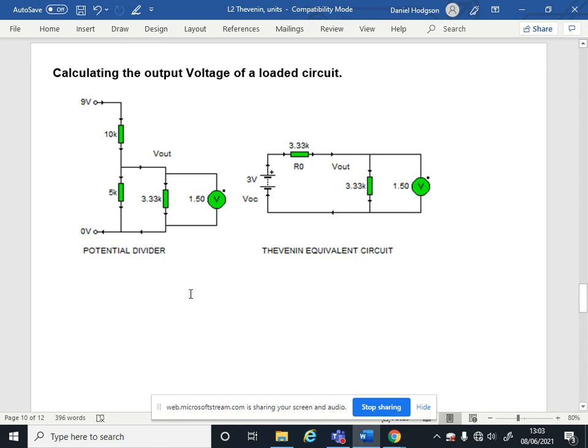You can straight away see the voltage out is 1.5 volts, because V out is essentially 3.33 over the total 6.66 times your voltage. You know it's going to be half of the voltage. Dead easy. That's why this Thevenin equivalent circuit is really cool. That's the kind of thing the examiner will ask.